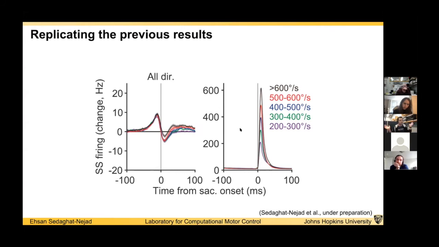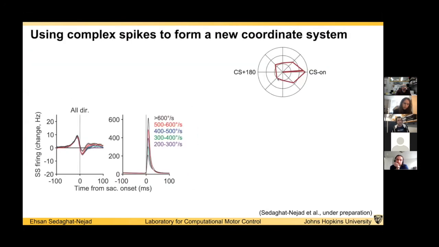It's just firing the same way for all types of saccades. But if you now use this new framework, if you look at these saccades not in terms of the absolute coordinate systems, but in terms of a relative coordinate system, and we define this relative coordinate system based on the tuning of the complex spike, so we are saying that this direction is a saccade onset. Now we put all of these directions for all cells together.